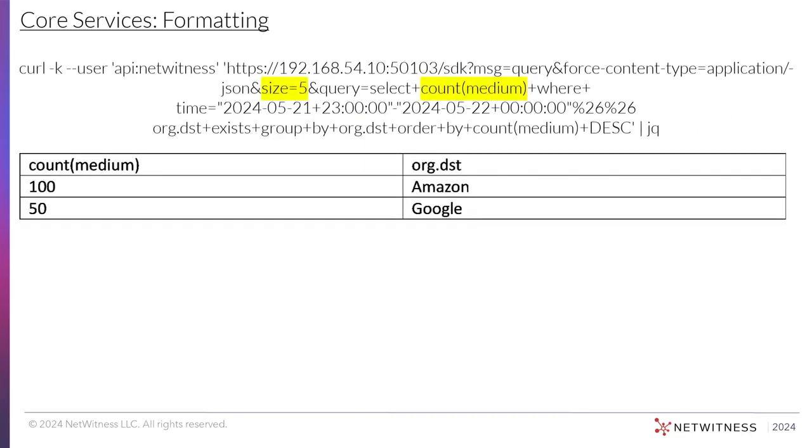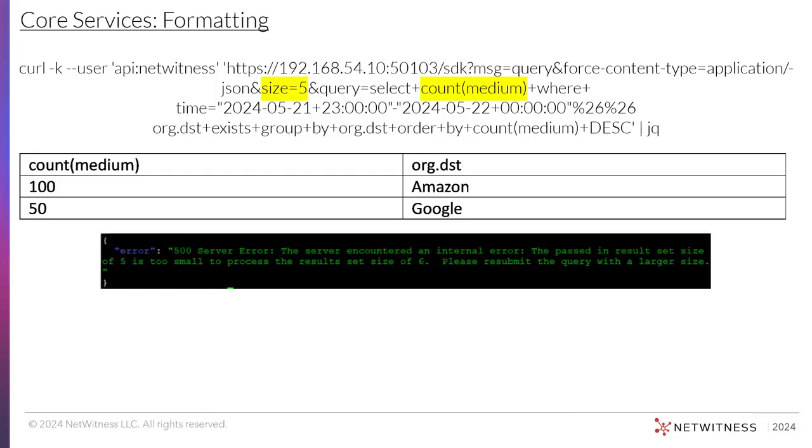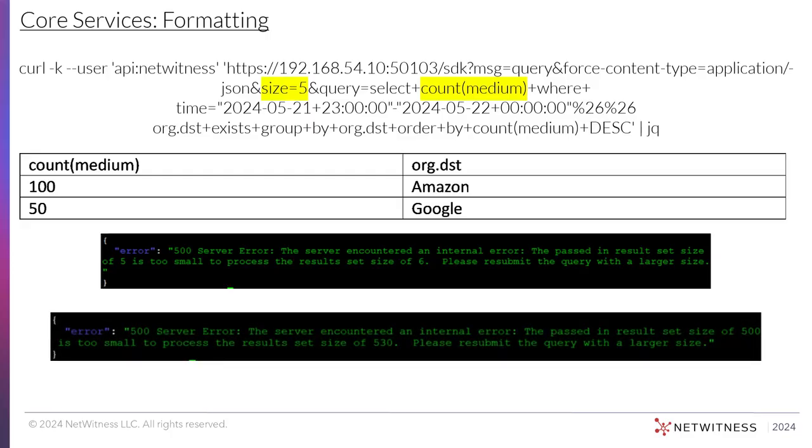Take this query, for example, that will give us a count of the destination organizations in the time window. Since there are 2 items per group of results, our size has to be a multiple of 2. You'll see an error like this if you need to adjust the size. But the size also needs to be big enough to encompass the underlying dataset, so we'll get a similar error even with a size that's a multiple of 2.